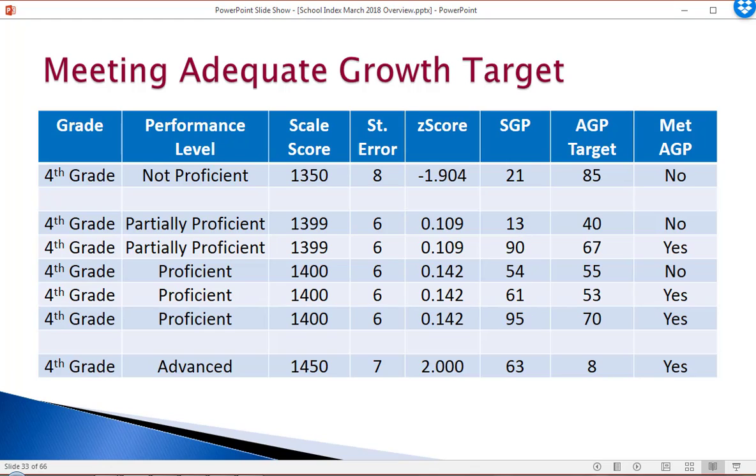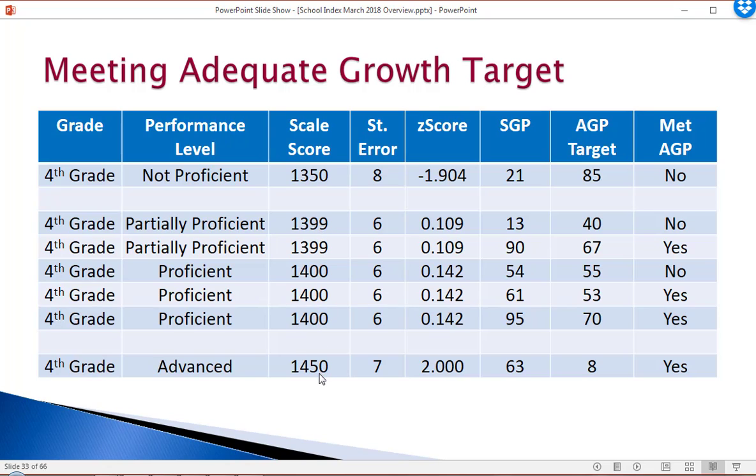What you'll normally see is that students who score low are going to have a lower scale score and they're going to be not proficient. In fourth grade, 1400 is the cutoff for proficiency, so these 5 students are all within a point of being proficient.